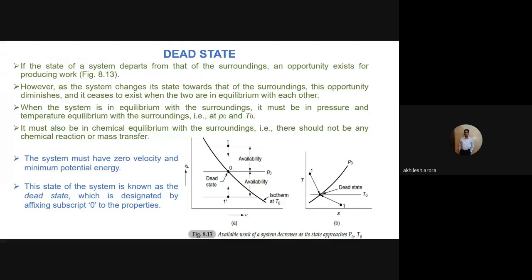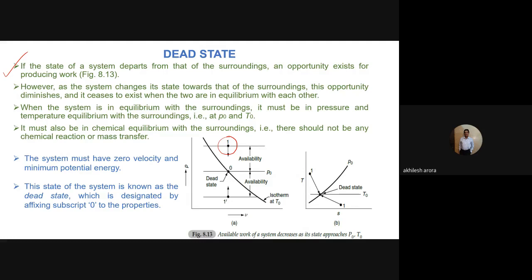Okay. So now let us talk about the dead state. See, when we talk about the dead state, that means we are going to talk about the availability part. Okay. So let us read it here. If the state of a system departs from the surroundings, an opportunity exists for producing work. So what is shown here? This is the state point 1. And where is the dead state?